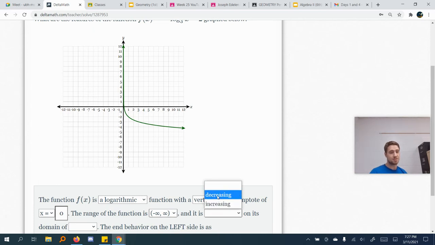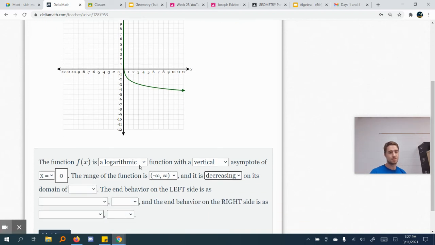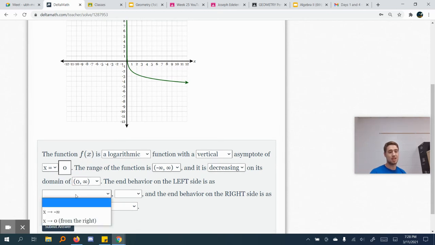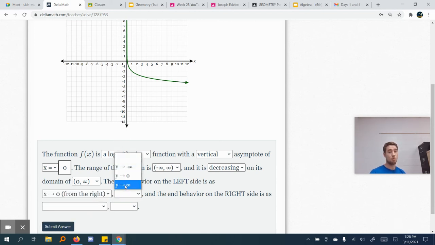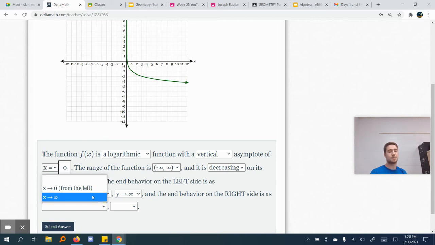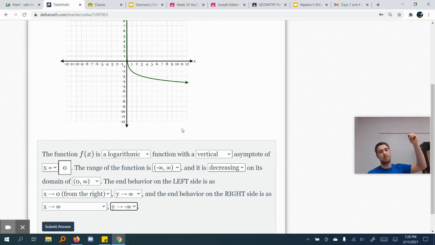So it is decreasing. You can kind of see that one a little more easily because it's kind of slanting downwards like a hill on its domain of everything to the right of the y-axis, which is (0, infinity). The end behavior on the left side is x approaches 0 from the right. We've said that a couple of times. Y approaches infinity because it keeps on going up and it never gets to 0. On the right side, x approaches infinity because it's just moving on, and y approaches negative infinity because it just keeps on going down forever.